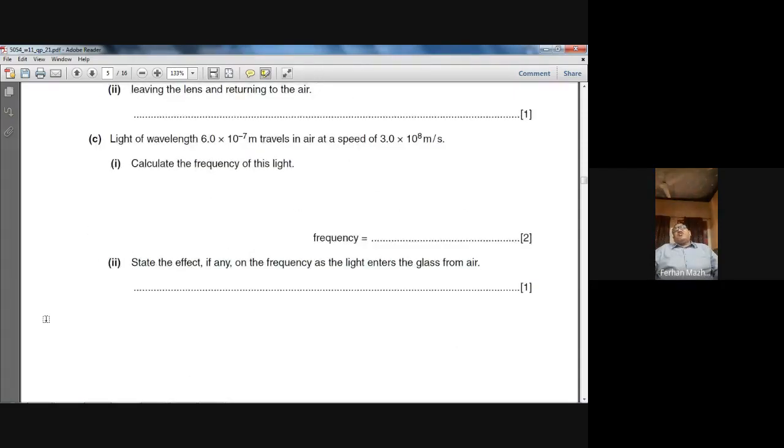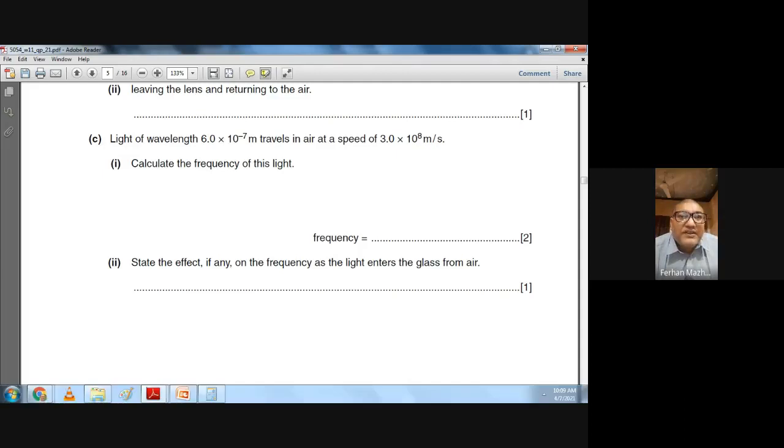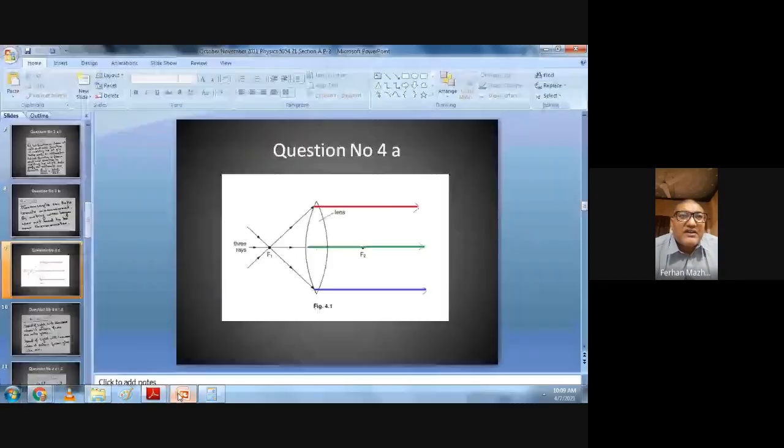Light of wavelength 6 × 10^-7 meter travels in air at a speed of 3 × 10^8 meter per second. Calculate the frequency of this light. You see, the wavelength is given. The speed is given. The frequency is questioned. Famous wave equation, v = fλ. If I know the velocity, the speed, and if I know the lambda, I can find out the frequency. I've done this on a paper. It's a 2-mark numerical. Let me show you my work.